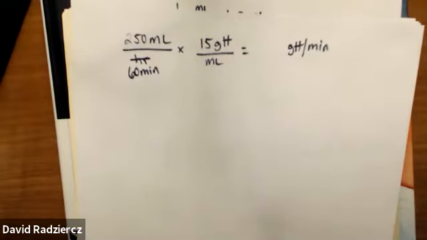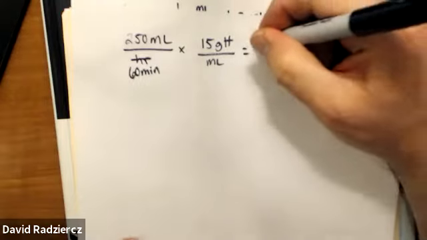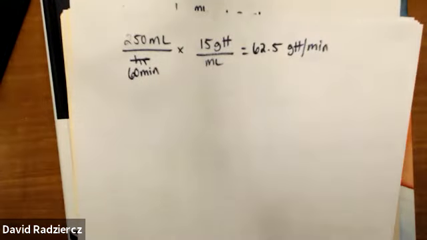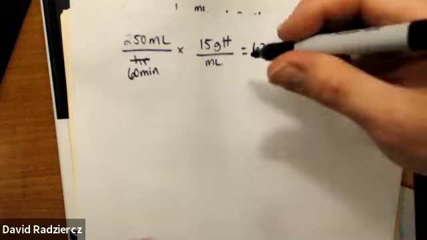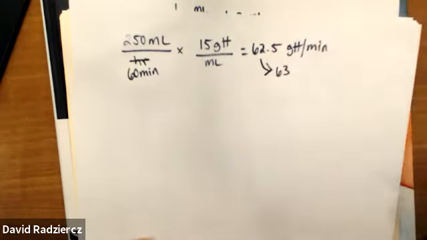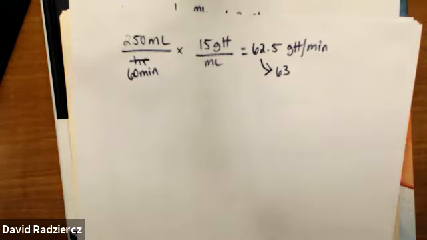So 250 times 15 gives you 3,750, divided by 60, and you get 62.5. Can I give them half a drop? No, I can't give them half a drop. I need a whole number, so I round to the nearest whole number, which is 63.